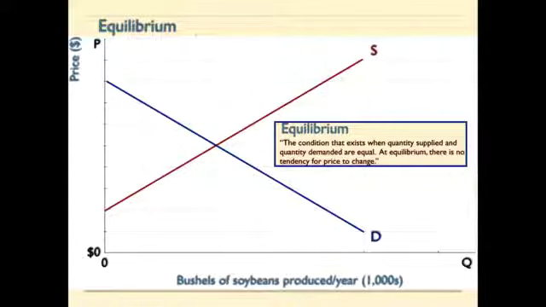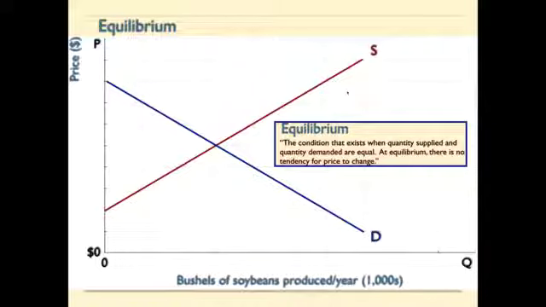So we have our downward sloping demand curve. The reason why the demand curve is downward sloping is because of the law of demand, and the law of demand states that there's an inverse relationship between price and quantity demanded, hence we have a downward sloping demand curve. And the supply curve is upward sloping because of the law of supply, which states that there is a positive relationship between price and quantity supplied. So the demand curve is downward sloping and the supply curve is upward sloping.